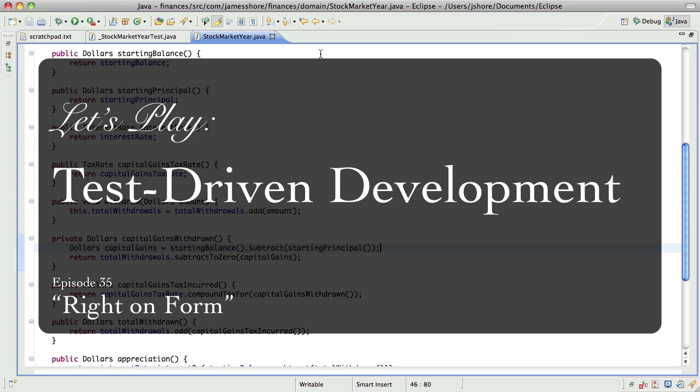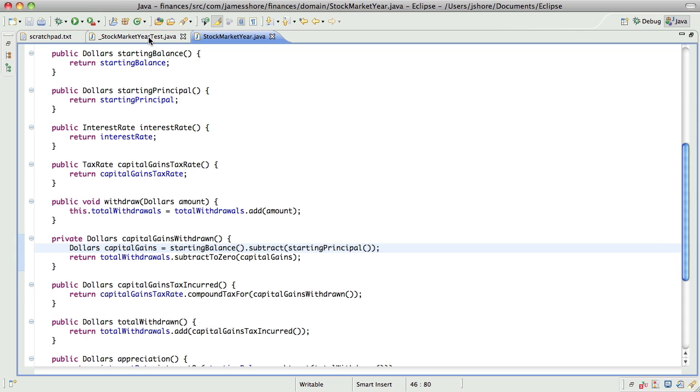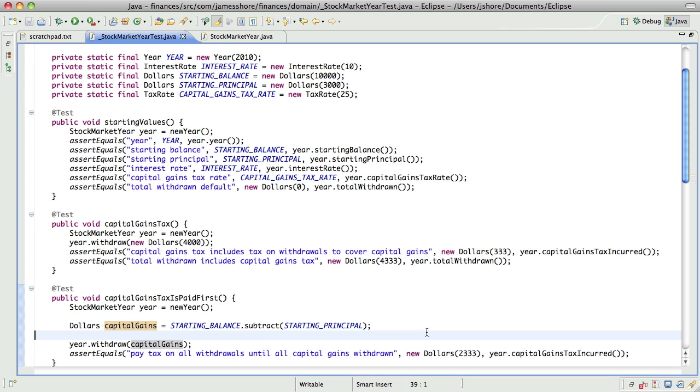We're picking up right where we left off with trying to make the stock market year behave like the spreadsheet. It needs to pay capital gains tax first rather than after all the principal has been withdrawn.